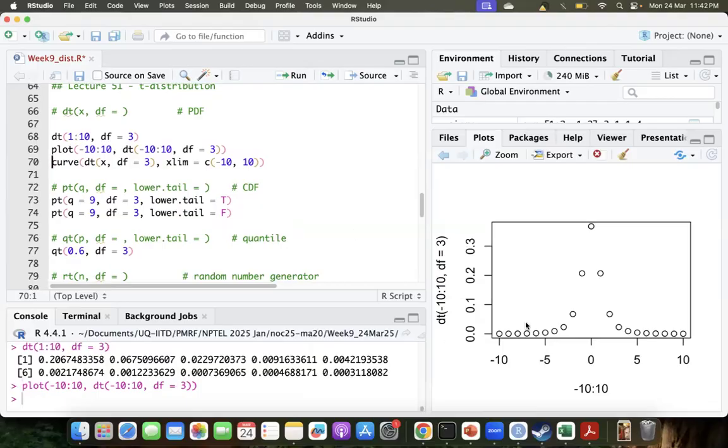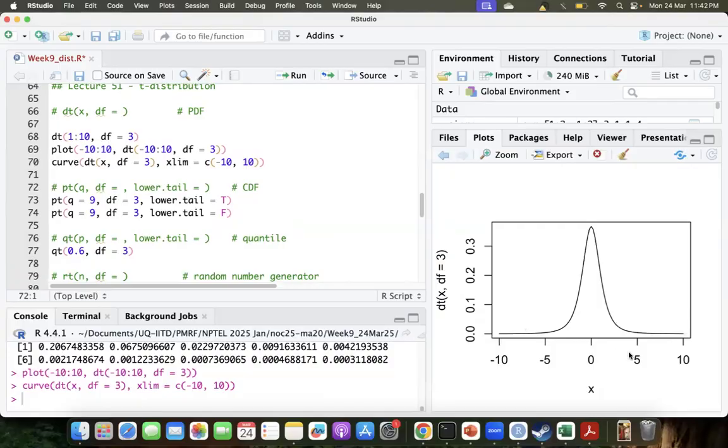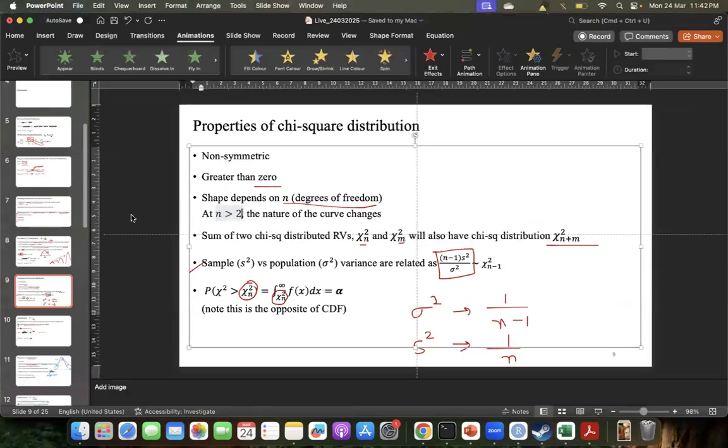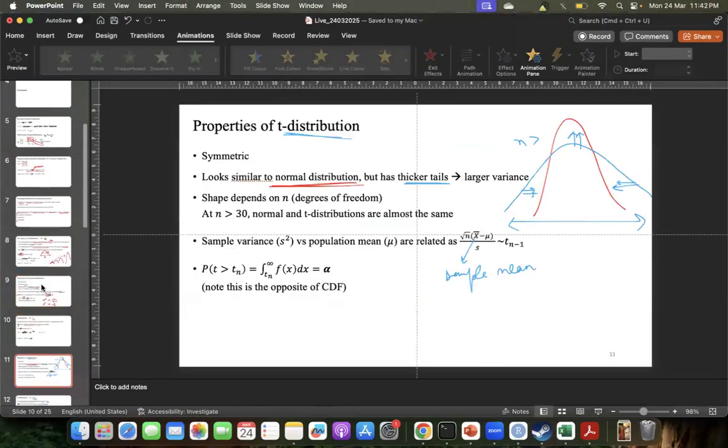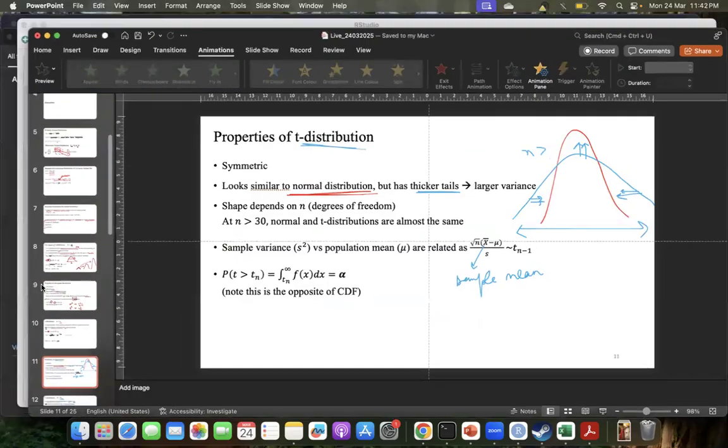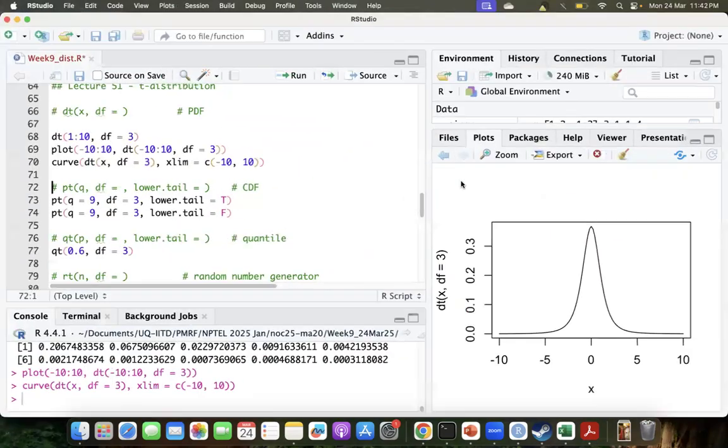And right, remember this looks different from a normal distribution.